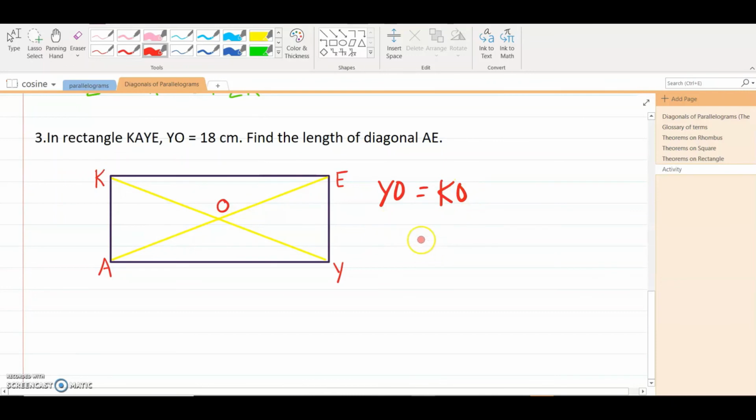And the measure of this diagonal KY will be equal to 18 plus 18. So the answer is 36 centimeters. So therefore, that is also the length of diagonal AE, which is 36 centimeters, since the diagonals of a rectangle are congruent. So those are the examples of activities for the diagonals of parallelograms. And thank you for watching.